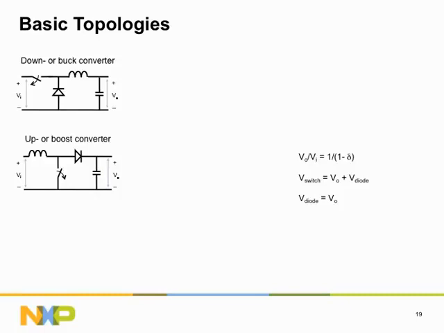The voltage rating of the semiconductor switches is given in the two subsequent equations. As you can see, the voltage rating of both the switch, which in general will be a MOSFET, and the diode should at least be equal to the output voltage plus a bit of margin.